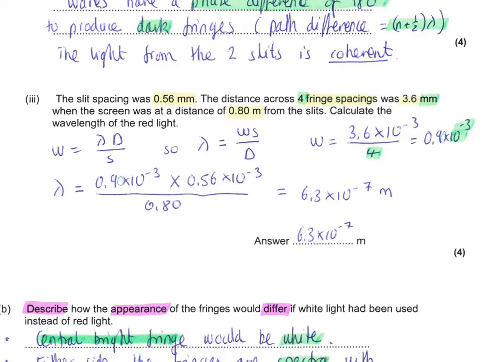Then it is just a case of lobbing that in. We've got to make sure we've got our minus 3 for the millimeters, minus 3 for the millimeters, and that comes through to 630 nanometers, 6.3 times 10 to the minus 7 meters. So essentially pretty straightforward use of that equation, with the little twist that we had to work out what W was.